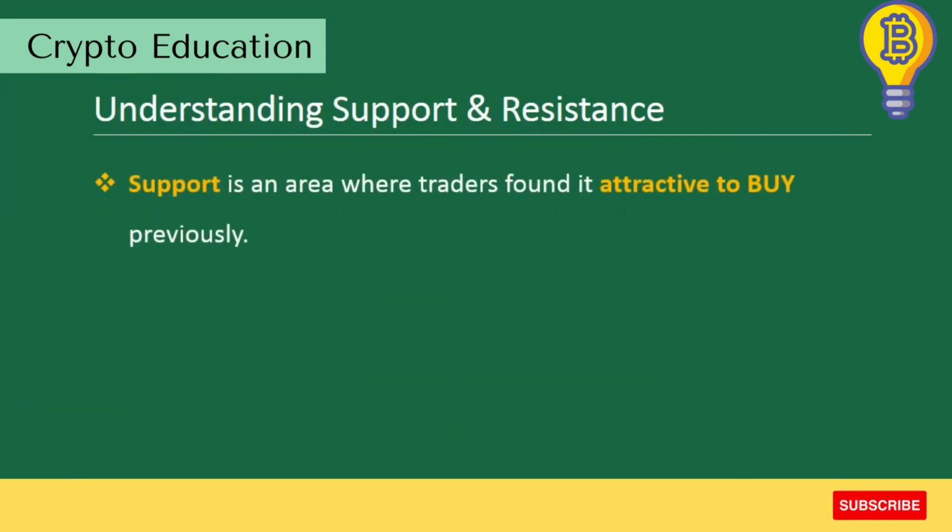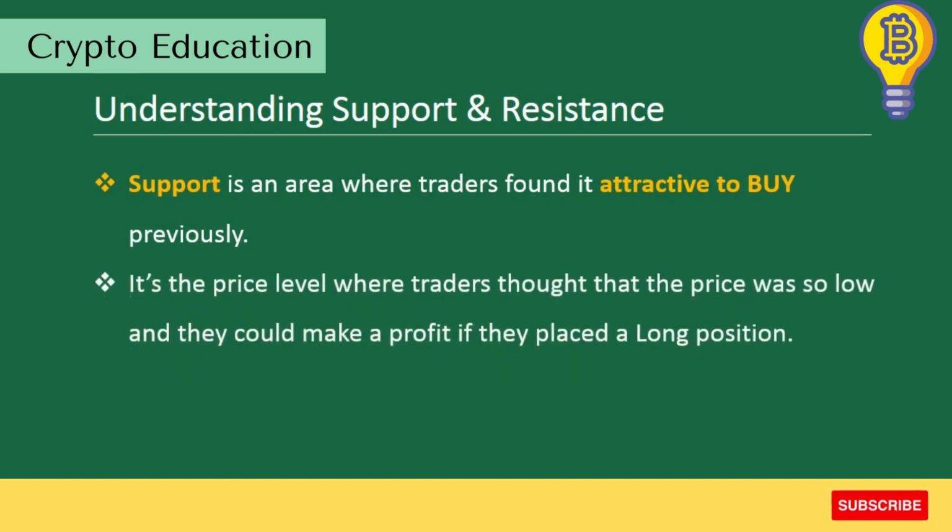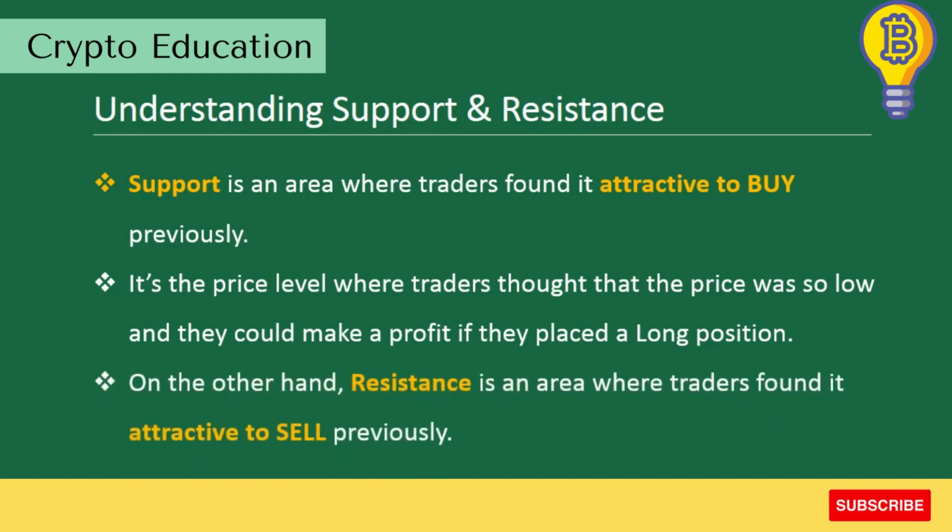Support is an area where traders found it attractive to buy previously. Or in other words, it's the price level where traders thought that the price was so low and they could make a profit if they placed a long position. And if it was attractive once to buy in this area, it may well be again. On the other hand, resistance is an area where traders found it attractive to sell previously. If it was attractive once to sell in this area, it may well be again.